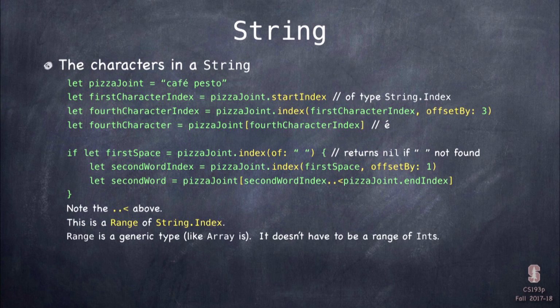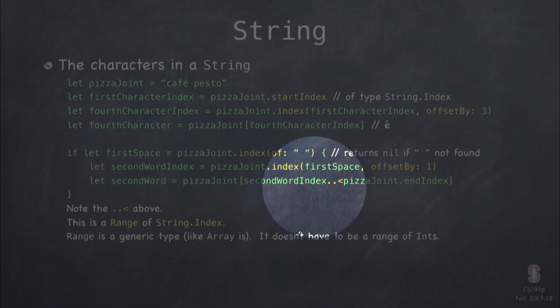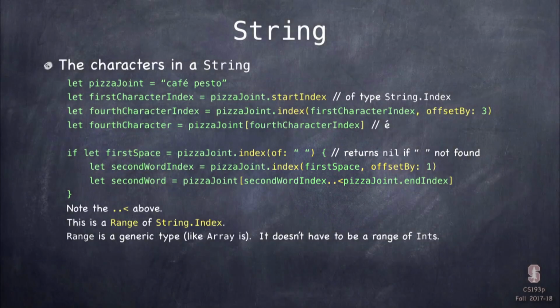Okay, the index of a string doesn't have to be an individual index. It could be a range of indexes. Now you'll notice to make a range, I'm using exactly the same dot dot less than thing that I did when I made that countable range of ints. Okay, ranges are generic types. They don't have to be of ints. They could be a range of String.Index, perfectly legal.